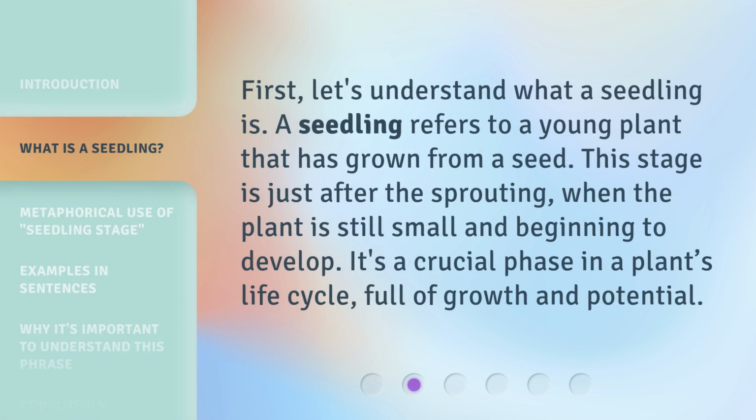First, let's understand what a seedling is. A seedling refers to a young plant that has grown from a seed. This stage is just after the sprouting, when the plant is still small and beginning to develop. It's a crucial phase in a plant's life cycle, full of growth and potential.